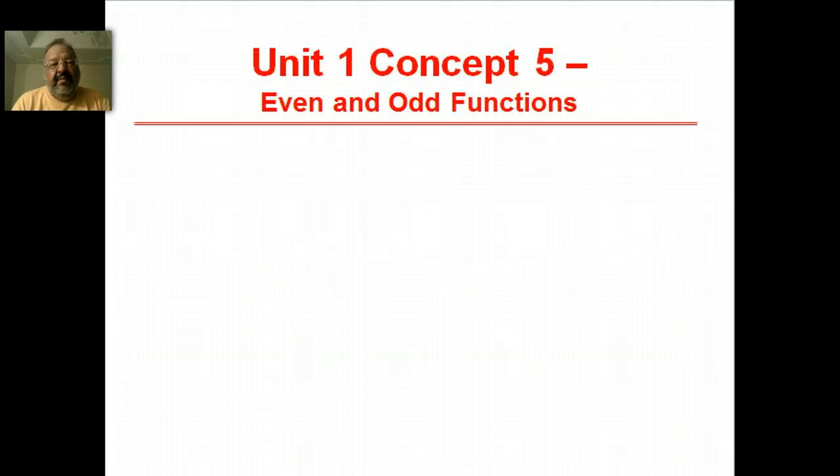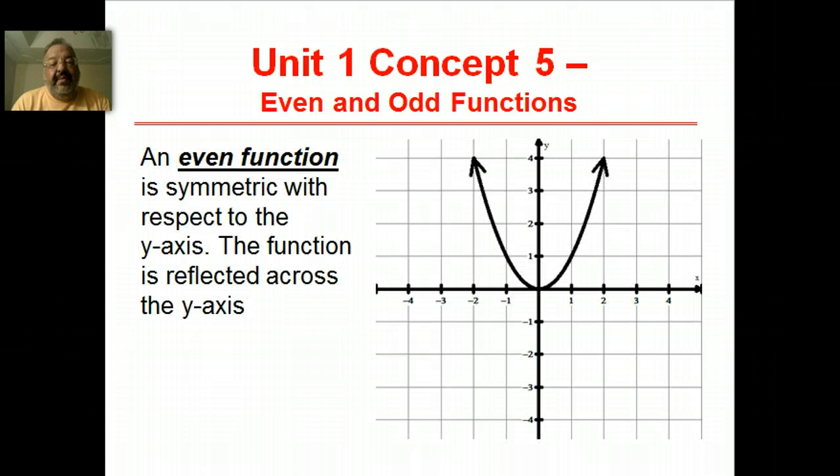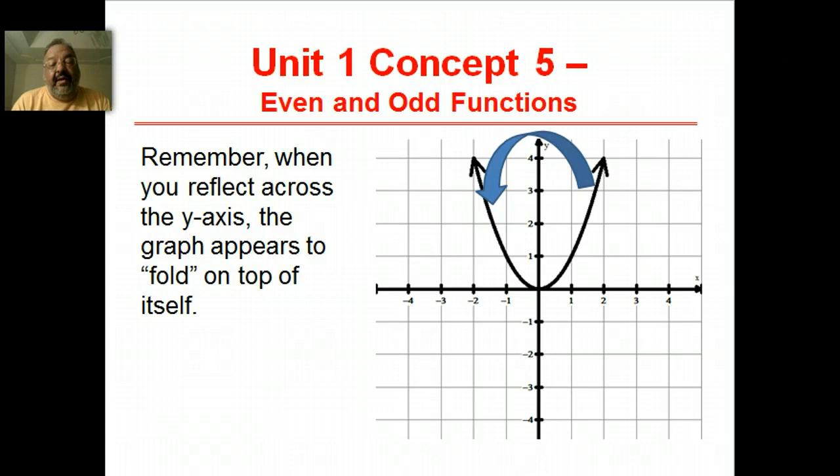So this is concept number 5 of unit 1, and basically we're going to be talking about even functions first. Now an even function is symmetric with respect to the y-axis. That means that when you reflect the function across the y-axis, you're going to get basically the same function. It folds on top of itself. That's what it looks like it does.